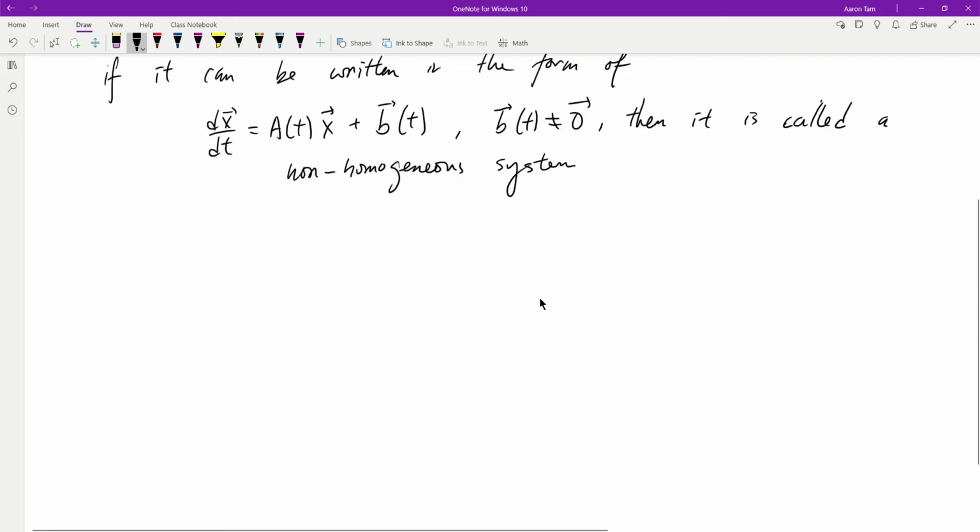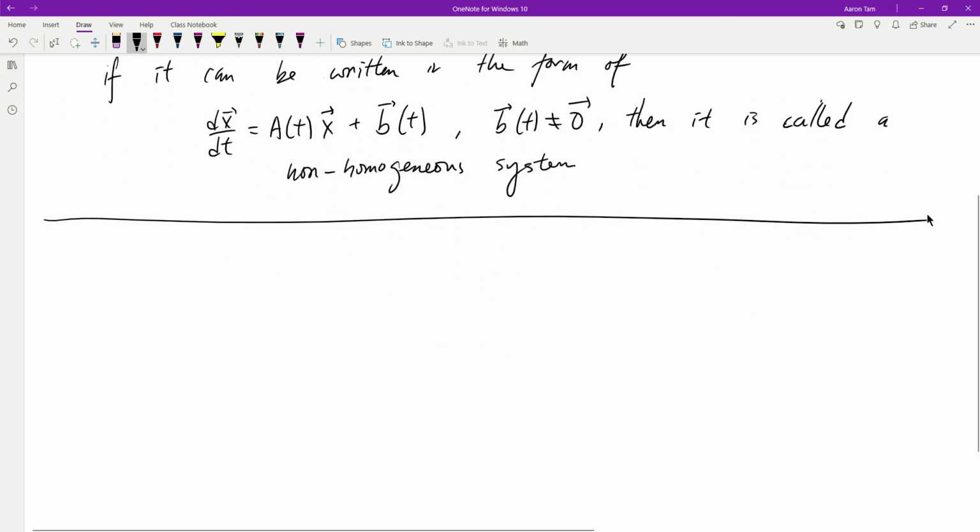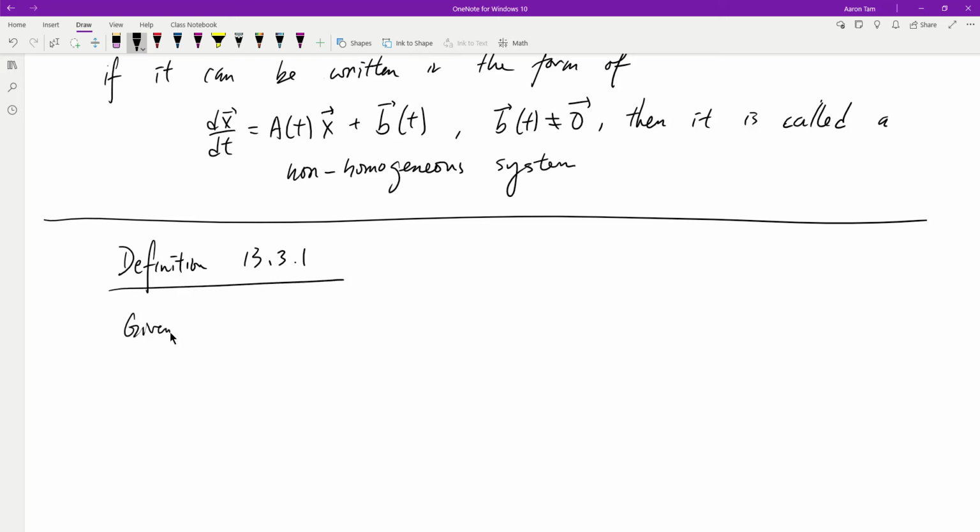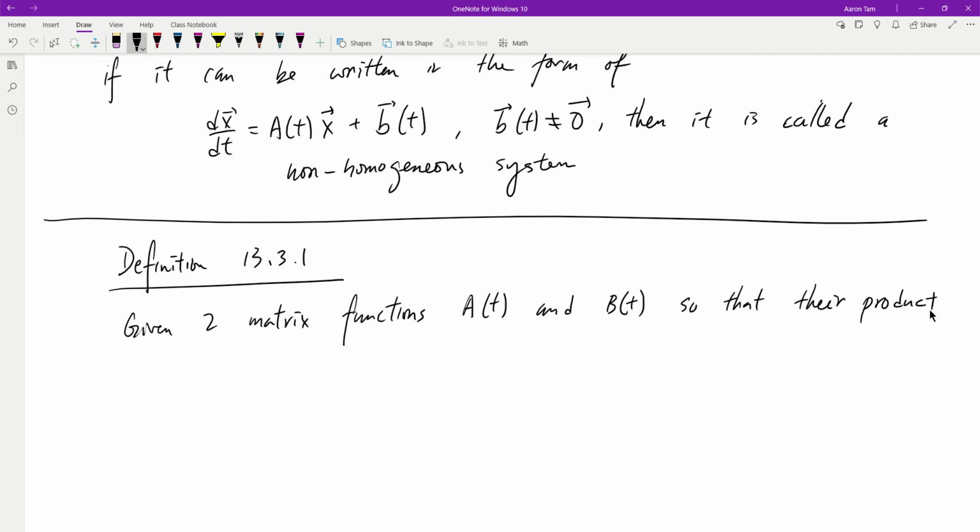But before we do that, I do need to define something first that will help us set up this type of problem. And that is definition 13.3.1, which states the following. Let's say you're given two matrices, or actually two matrix functions, A of t and B of t, so that their product is A of t, B of t.